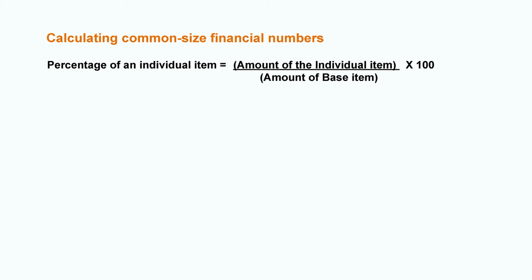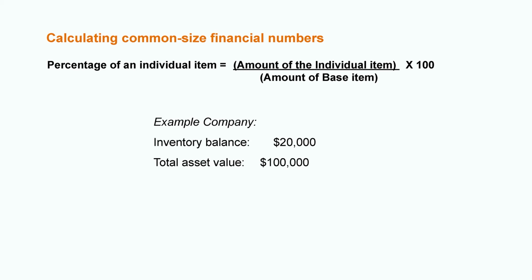Let's look at a quick balance sheet example. A company had an inventory balance of $20,000 reported on their December 31st balance sheet. Their total asset value was $100,000. Remember, when producing a common size balance sheet, the base item for assets is always total assets. Therefore, in this case, we would just take the $20,000 inventory value and divide it by the $100,000 total asset value for a result of 20%. This percentage is a more effective comparison tool than the raw dollar value alone.